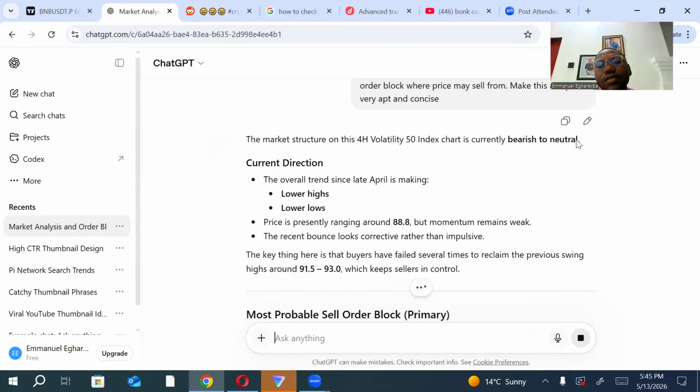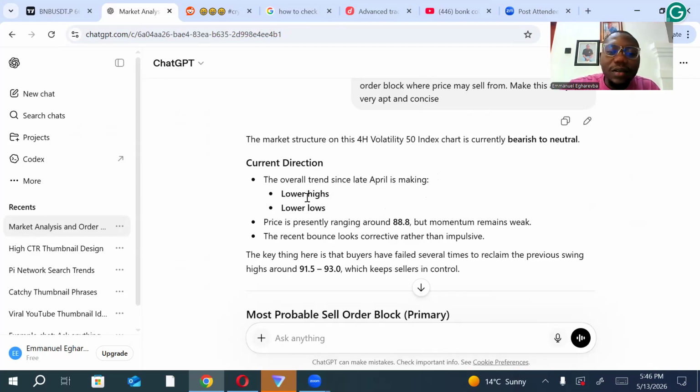Now, it said the market structure on this 4-hour Volatility 75 index chart is currently bearish to neutral. The current direction, the overall trend since late April, is making lower highs, lower lows. Price is presently ranging around 88.8, but momentum remains weak. We'll go to the chart now and see it. The recent bounce looks corrective rather than impulsive.